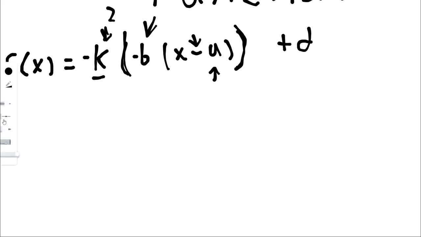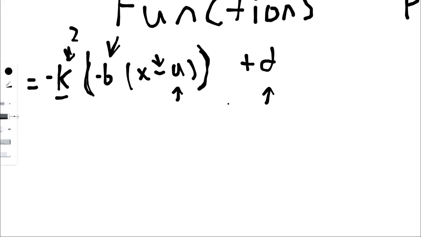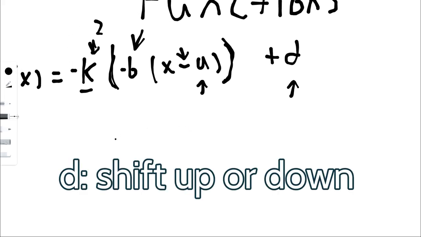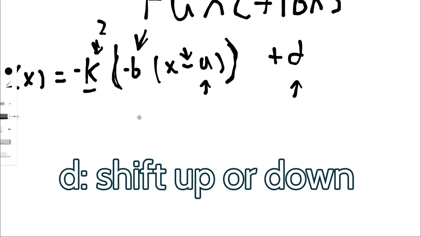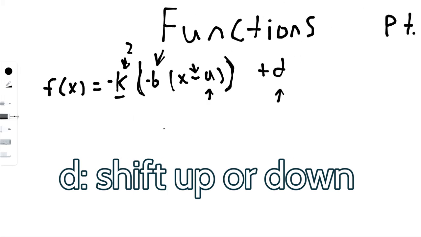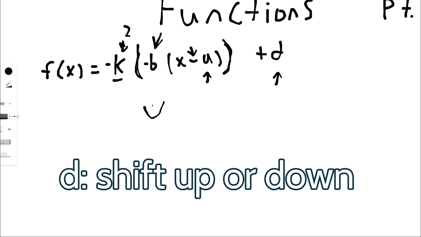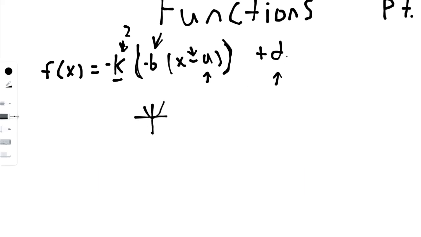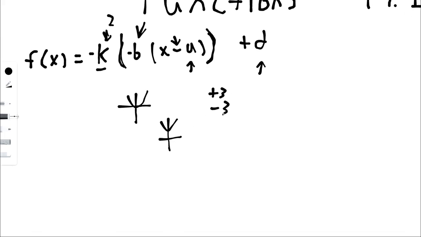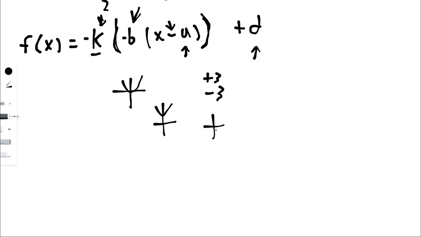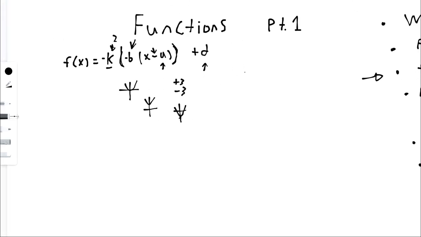And then finally there's D right here. D is probably the most straightforward one. It is the vertical movement. So let's say you have a function like this, and then D is plus 3, for example. Then you just get moved 3 units up. So then it would look something like that. And then if D is like negative 3, for example, then it would just look something like this. So very straightforward. It's probably the most straightforward one.